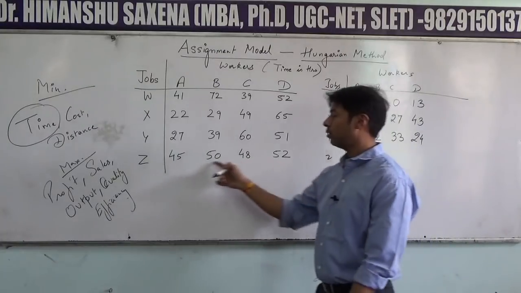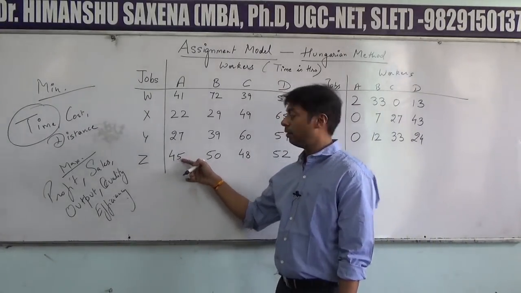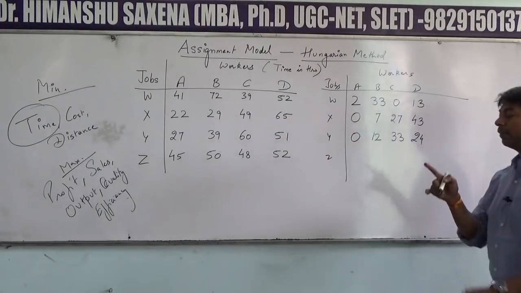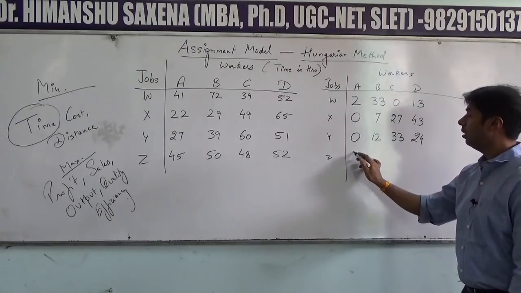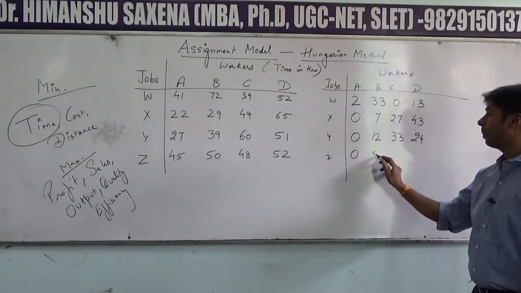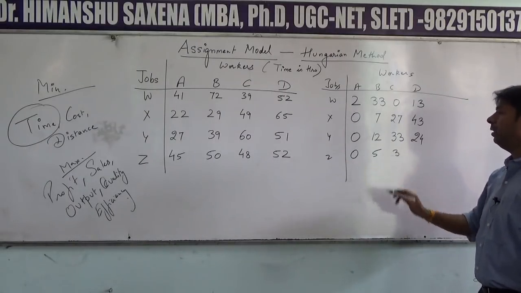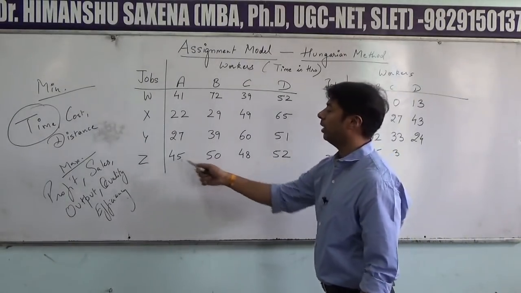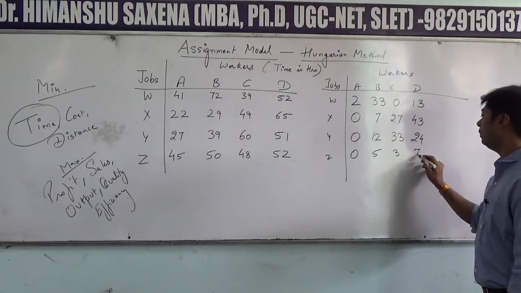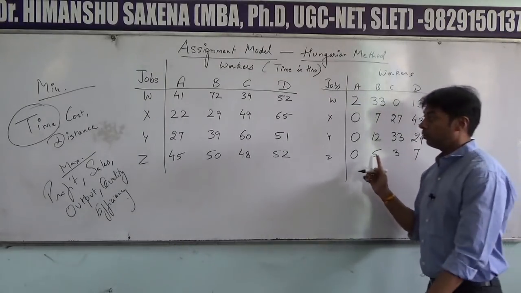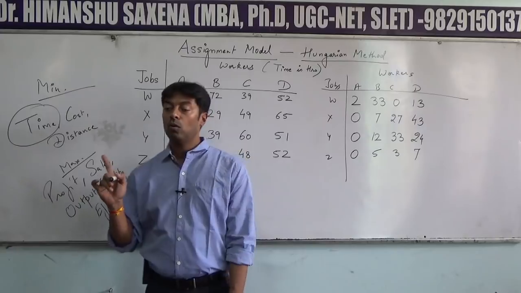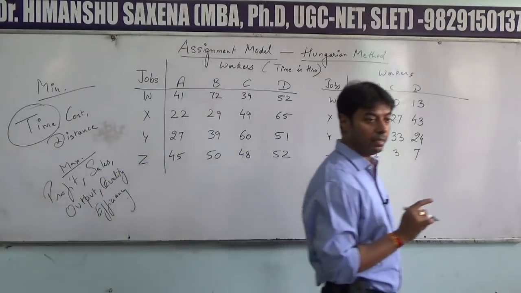Next, in the last row, the minimum element is 45. You subtract 45 from all the values, you will have 0, 5, then 48 minus 45 is 3, and ultimately 52 minus 45 will be equal to 7. So the first step, the row operation, is clear to everyone?